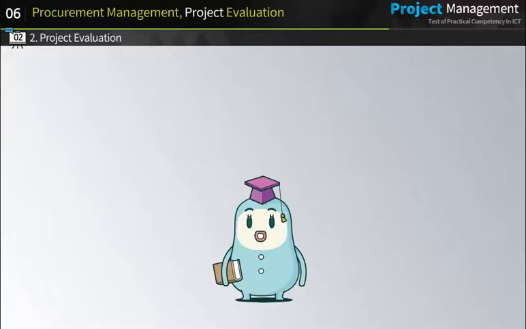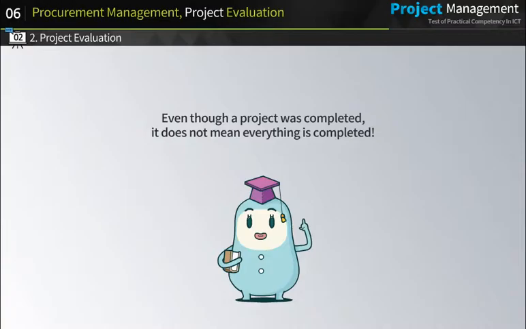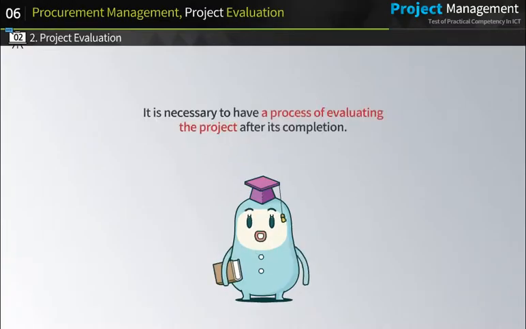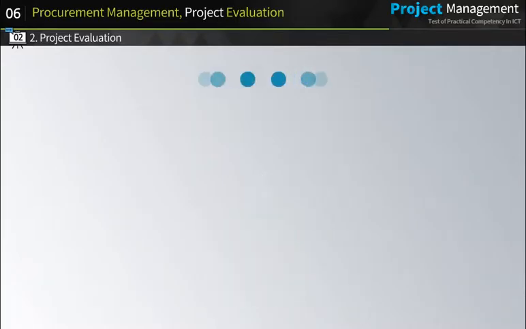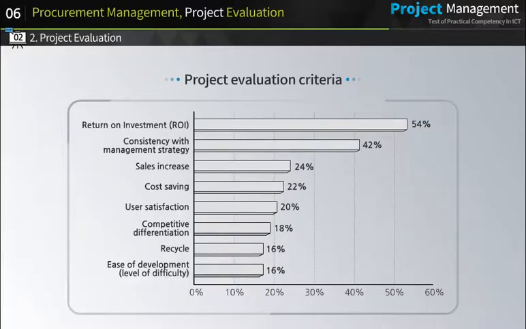Now, let's take a look at the phase of project evaluation. Even though a project was completed, it does not mean everything is completed. As a lot of human resources and budget are allocated to a project, it is necessary to have a process of evaluating the project after its completion. The following is the list of evaluation criteria intended to capture the value proposition of the information system and users' feedback about the value proposition.